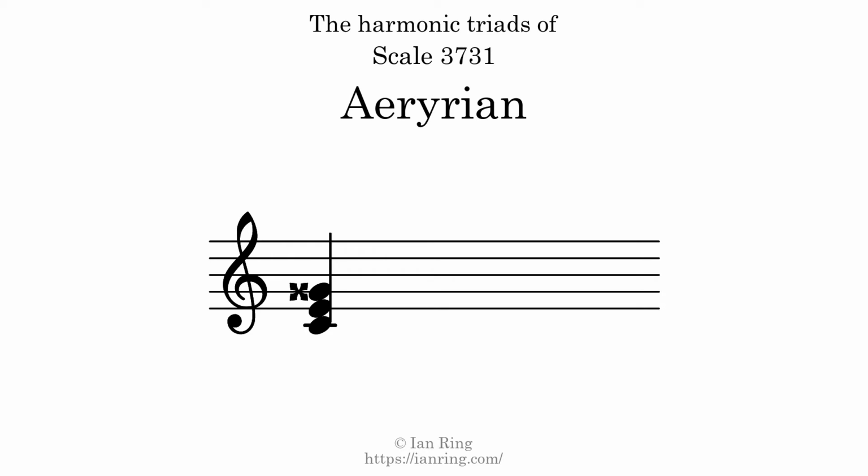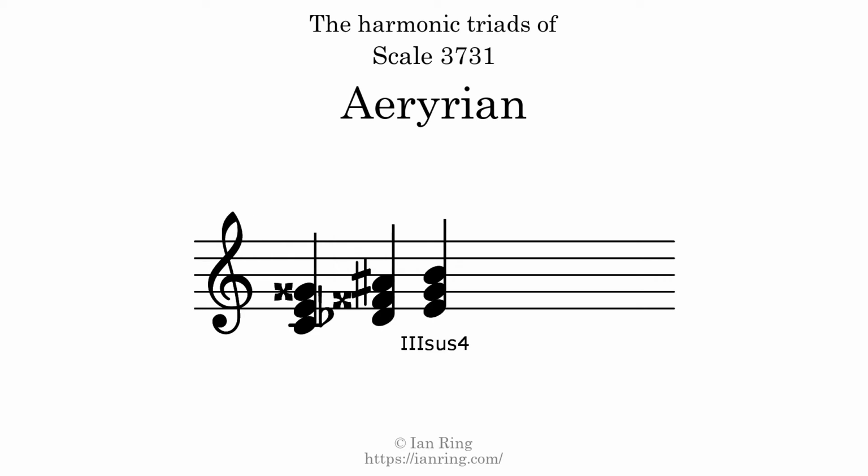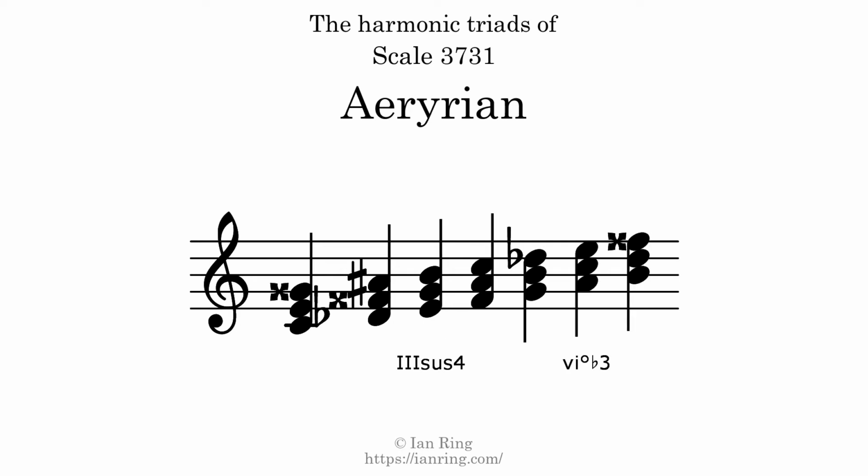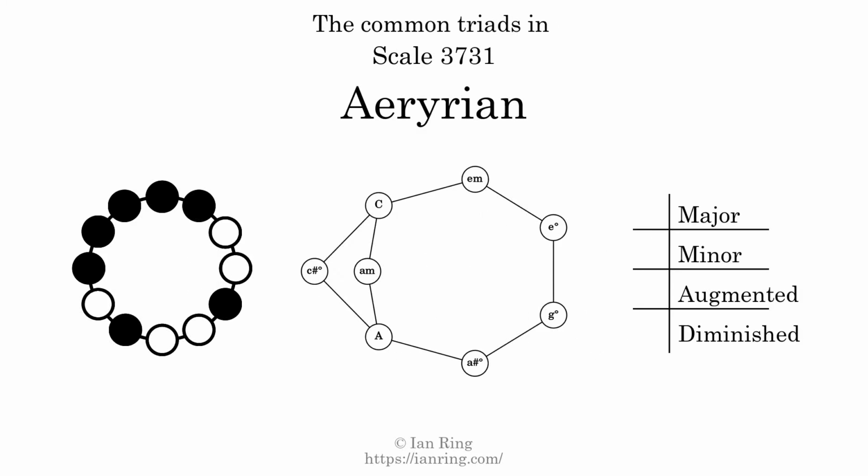Unnamed. Unnamed. sus4. Unnamed. Unnamed. Diminished flat 3. Unnamed. Here are the common triads present in this scale. The diagram in the center is a graph of parsimonious voice leading between triads.